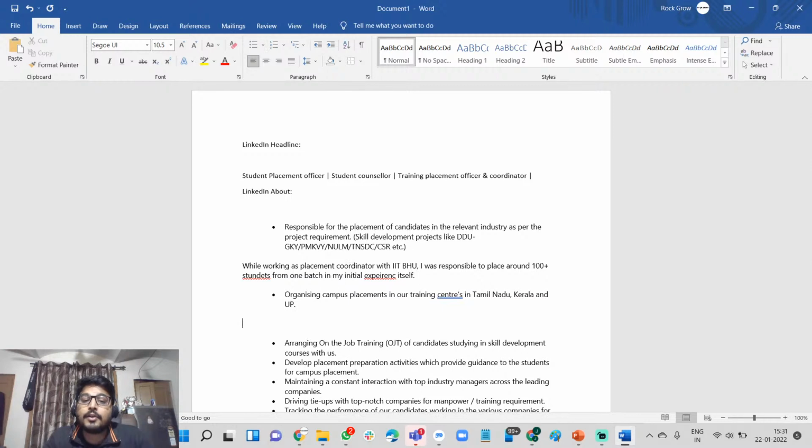Another requirement is organizing campus placements in training centers in Tamil Nadu, Kerala and UP. Okay, so I have to be responsible for organizing campus placements.